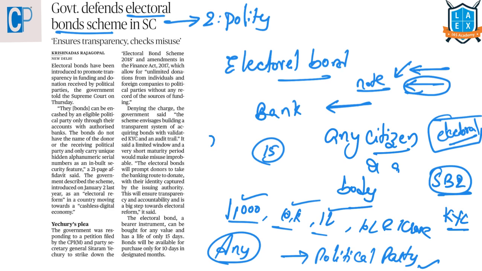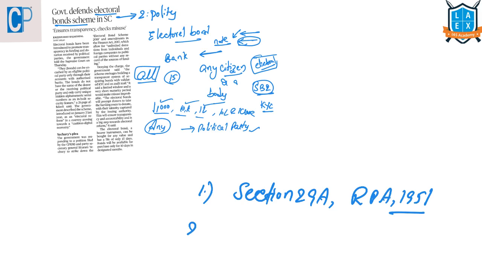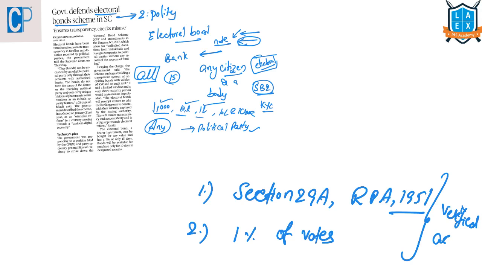Okay, can all the political parties avail these benefits? No, not all political parties. Only a party that is registered under Section 29A of the Representation of the People Act of 1951, and that has secured at least 1% of votes polled in the most recent Lok Sabha or state election, will be allotted a verified account by the Election Commission, so that electoral bond transactions will be made only through this verified account.